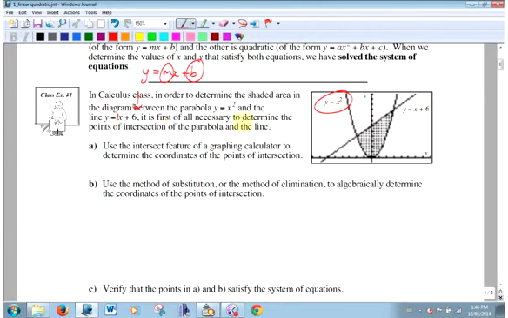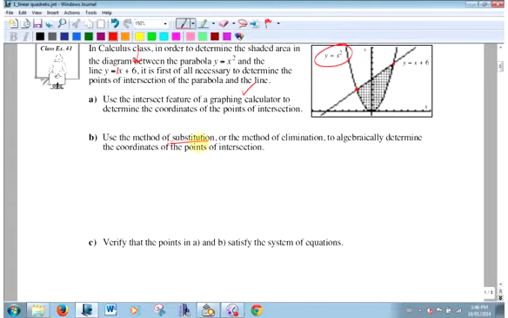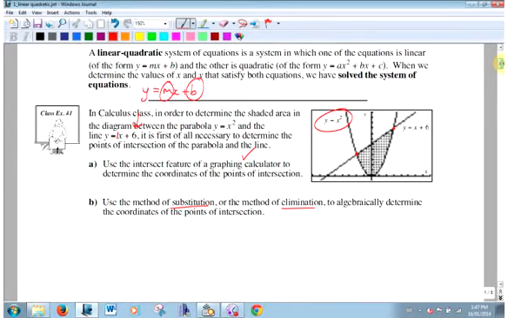Okay, it's necessary to determine the points of intersection of the parabola and the line. That's why we call this pre-calculus. We're not doing calculus. It's the stuff you hopefully know before you do the calculus. All right, so use the intersect feature of a graphing calculator. Do you think we would do that? I'm not going to focus on that. If you can do that, great. If you want to ask me later, great. But I want to do this. Use the method of substitution or elimination to algebraically determine the coordinates of the points of intersection.